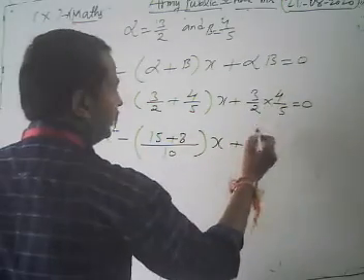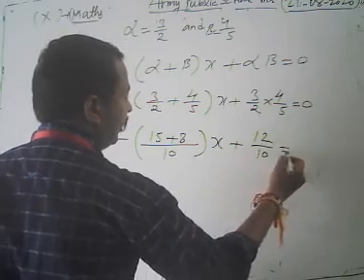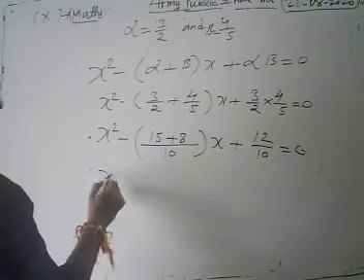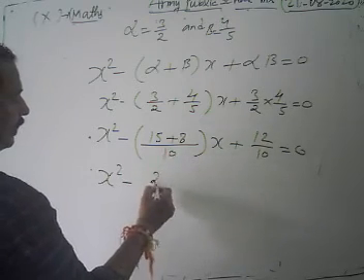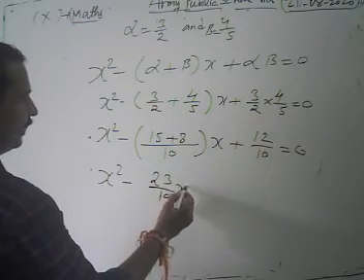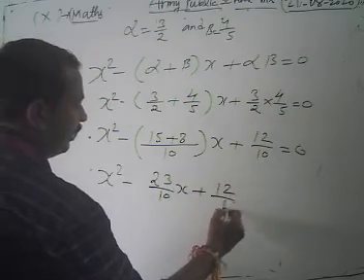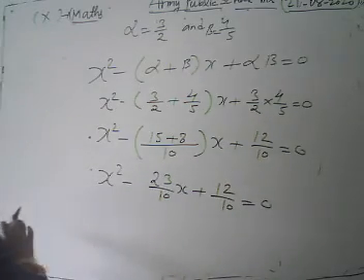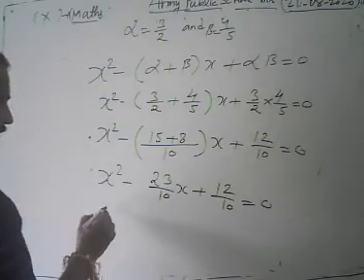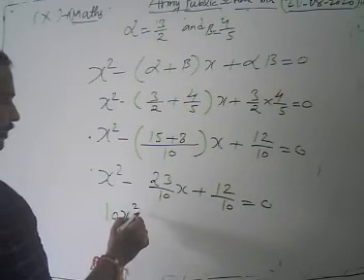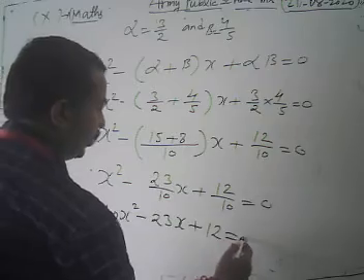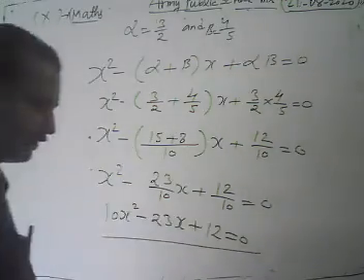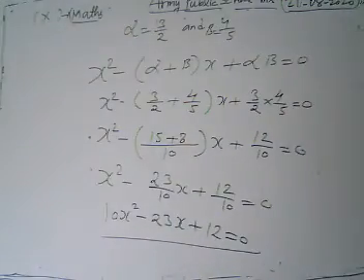Here what we get? 3 into 4 is 12, over 10. Now look what we have. We have x square minus (15 plus 8), that is 23 upon 10, x plus 12 by 10 equal to 0. Now we are going to multiply each term by 10. Then we have 10x square minus 23x plus 12 equal to 0. This is our required solution of the problem.